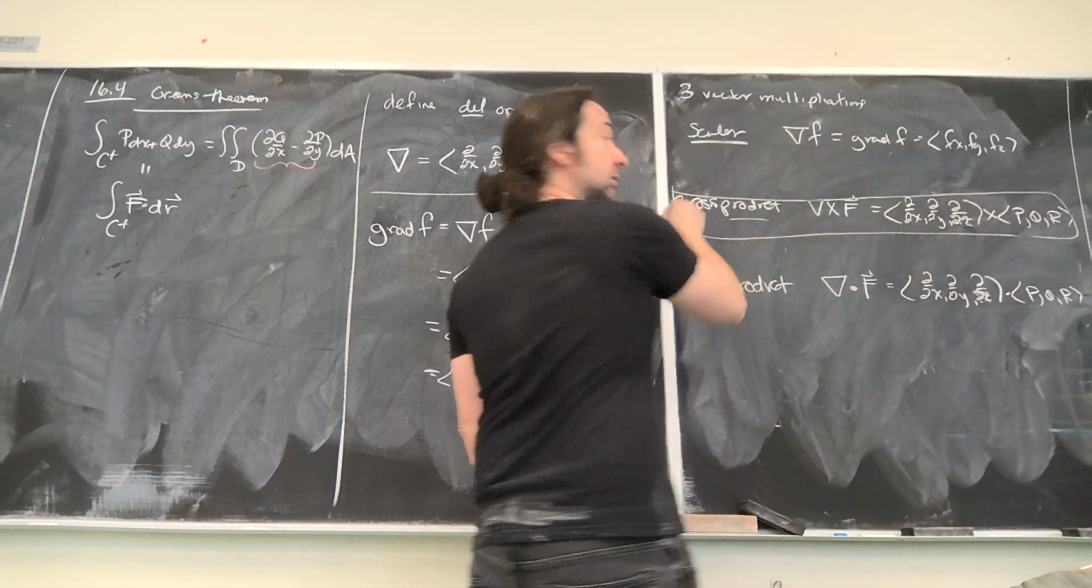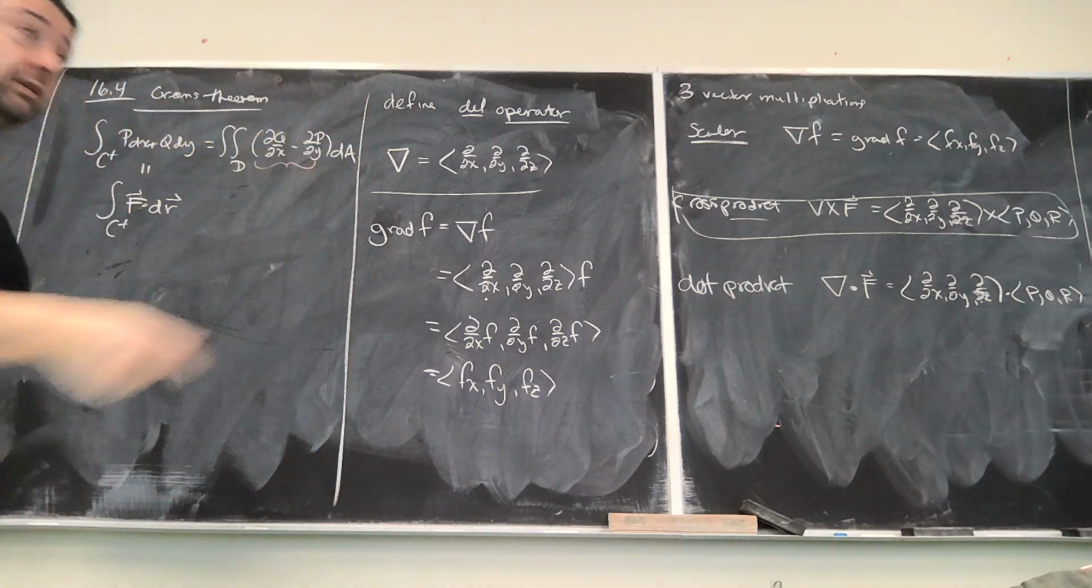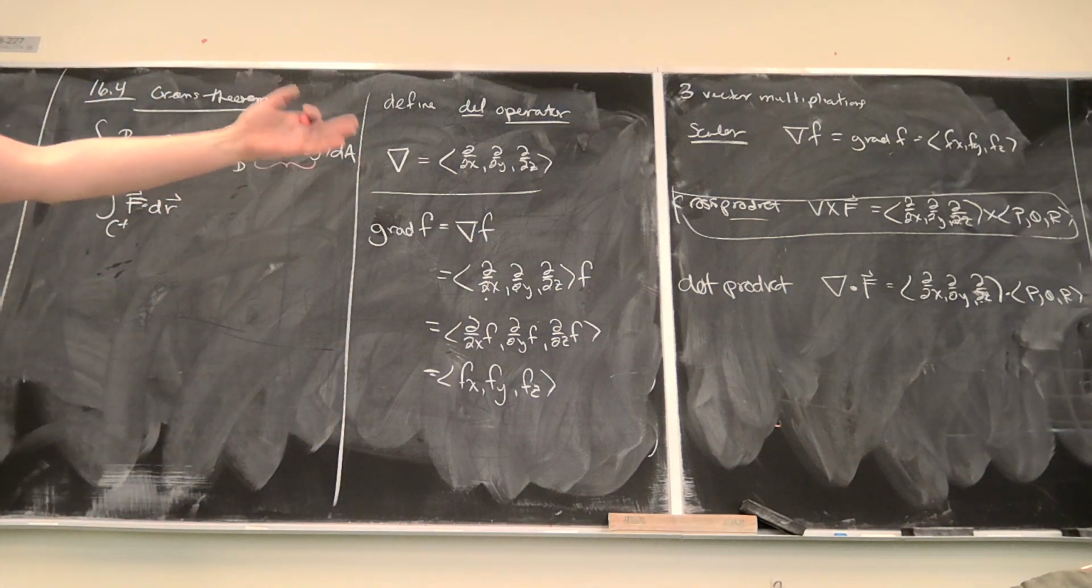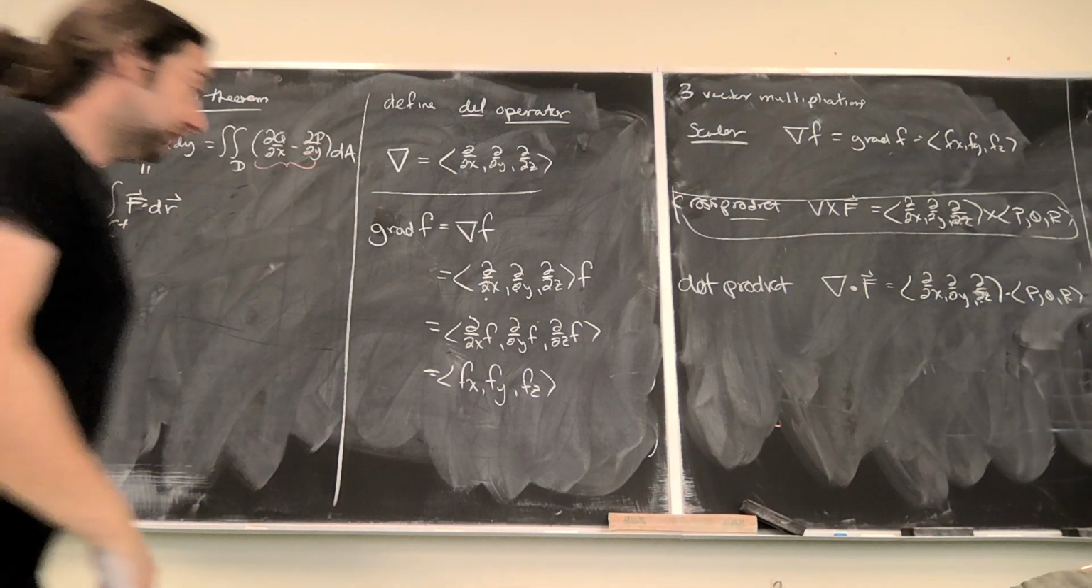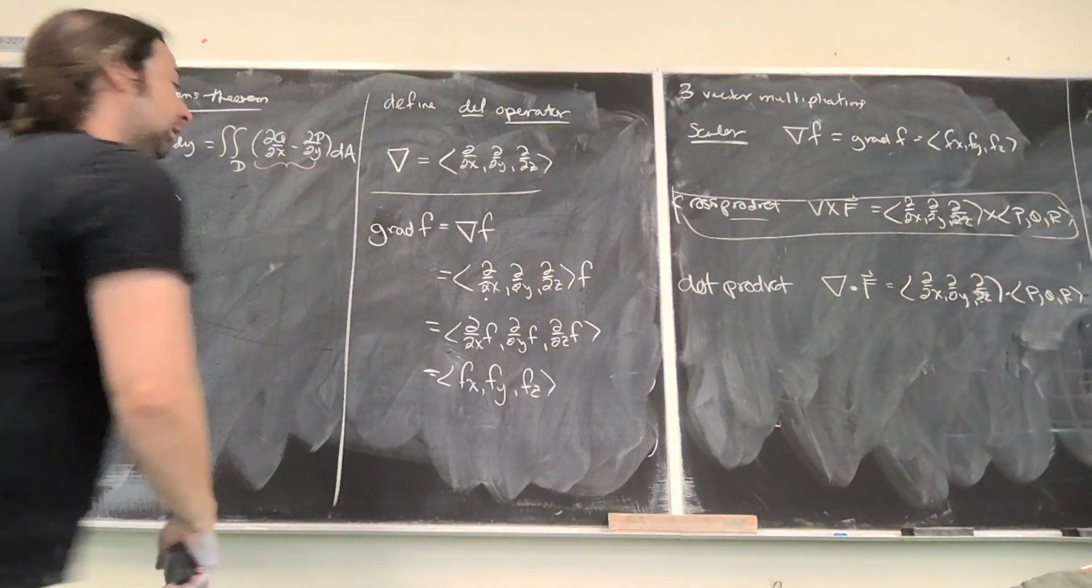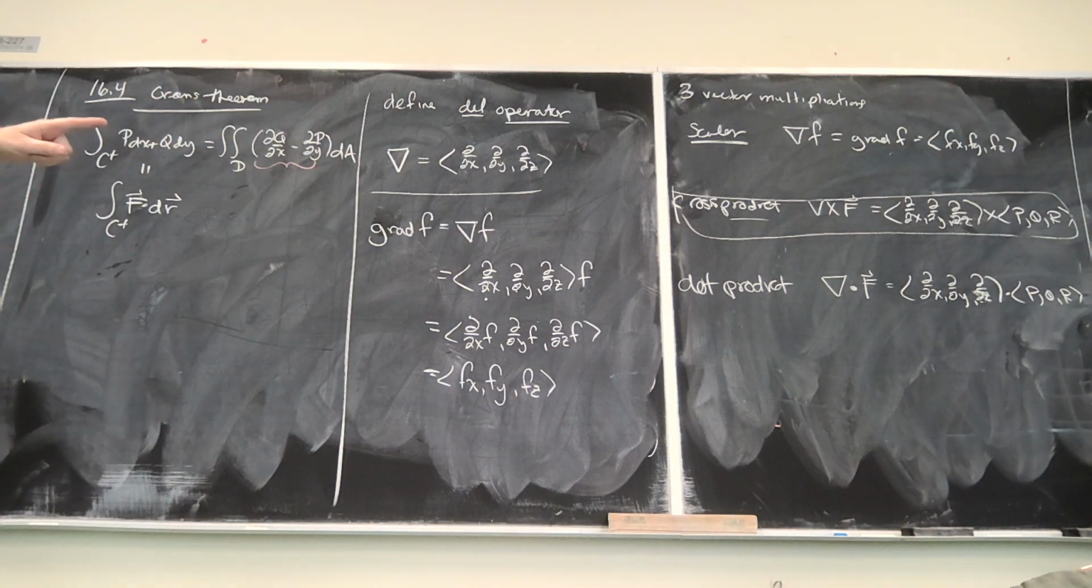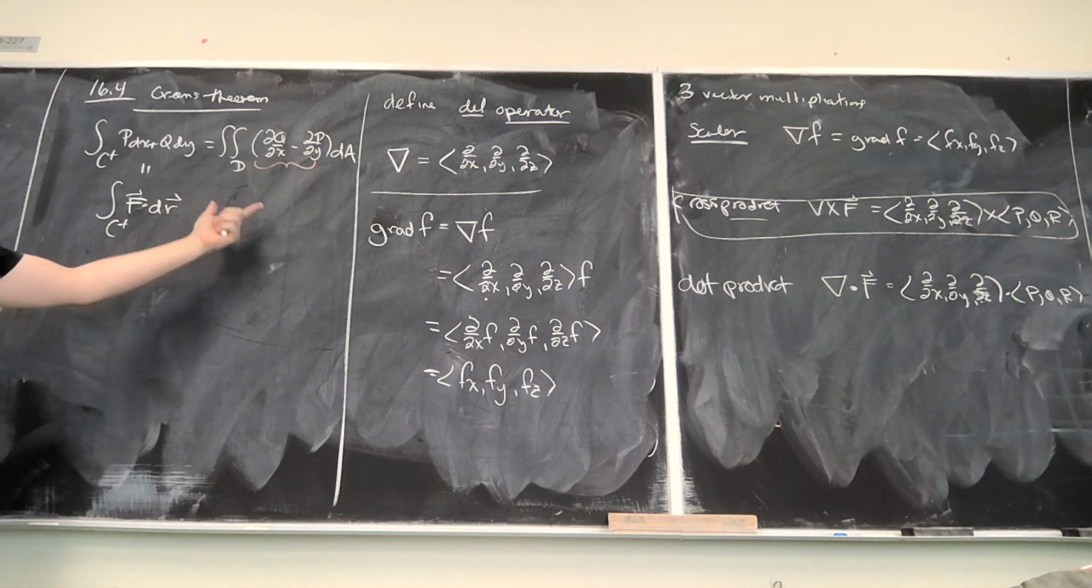We're going to spend some time talking about this sort of formal cross product that I've set up. And then we're going to come back and see how that quantity gives us a new way to interpret what Green's theorem says.